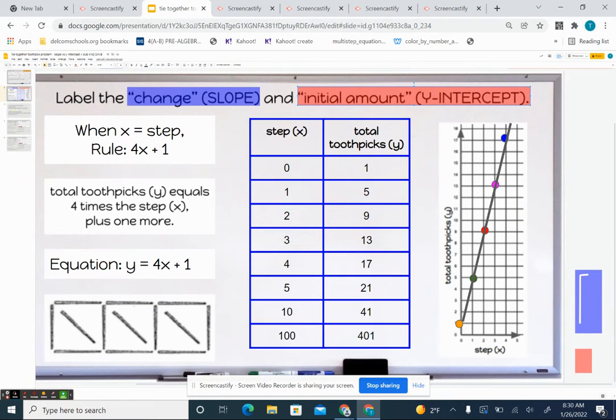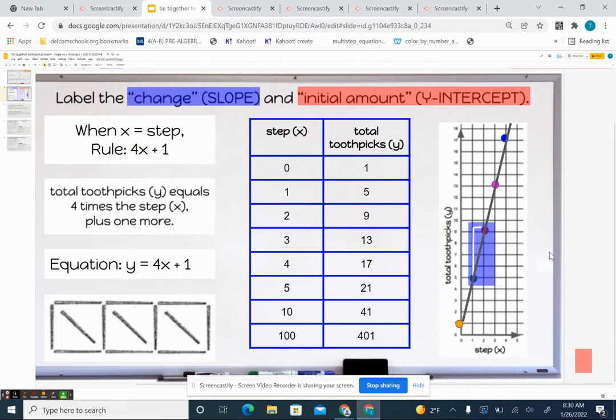There's slope and initial amount everywhere in this picture. Let's just do slope. Let's look at slope everywhere we can. Slope on a graph is rise over run. So I have a blue image that shows we're going up 4 toothpicks over 1 step. Up 4 toothpicks over 1 step. So it's increasing 4 toothpicks per step.